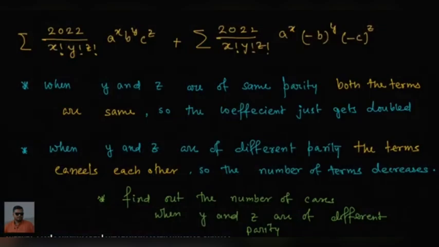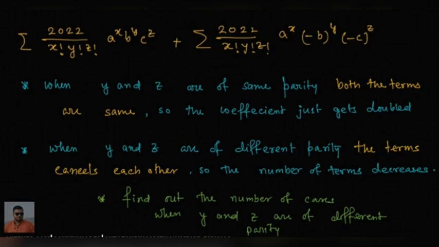So now if you look at it carefully, when y and z are of the same parity, meaning they both are even or they both are odd, then the minus signs just vanish, and we get a plus sign here. So the terms will be exactly the same and they will add together, and the coefficient will just become double, right? But when y and z are of different parity, then one negative sign would come here, and the numerical values of the terms would be the same, but they will have different signs and they will cancel each other.